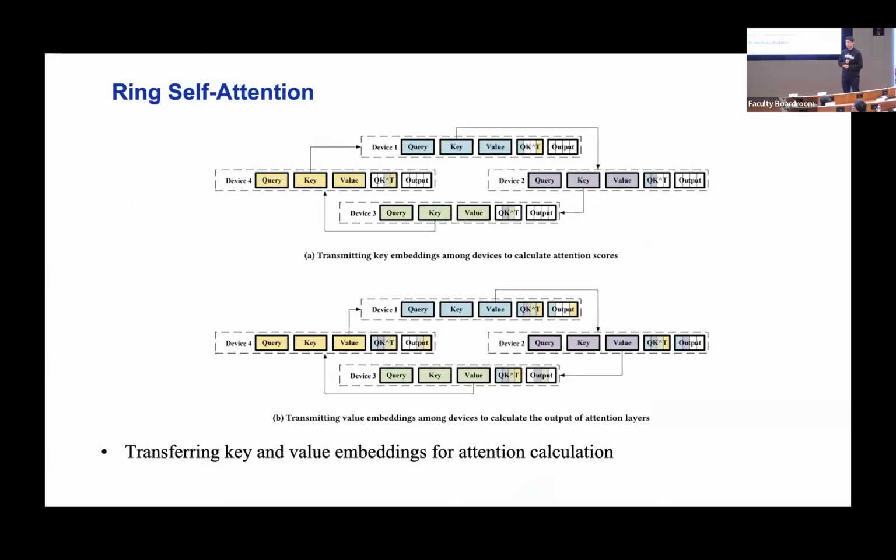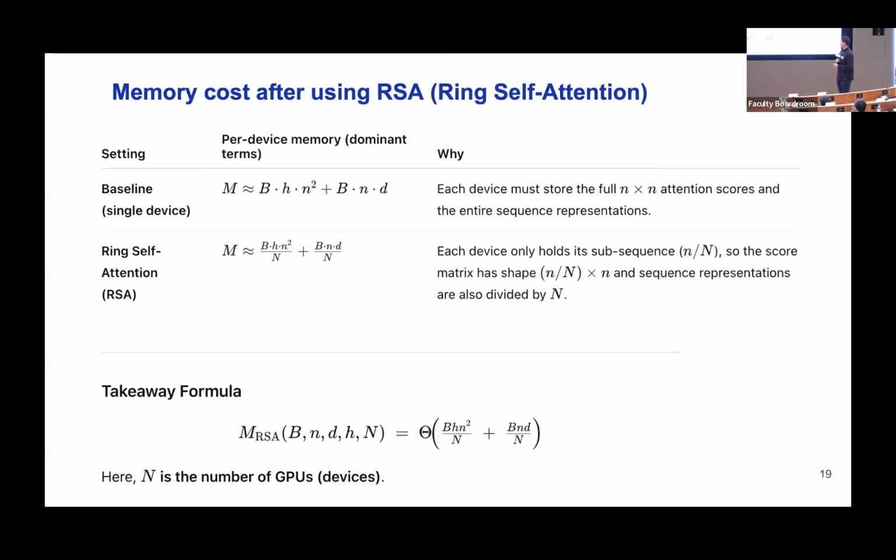So the idea here is we transfer the key embeddings and value embeddings in a ring, and in this way, there is no computation on the network, and also they can do the computation at the same time. Also, they can reduce the memory cost.